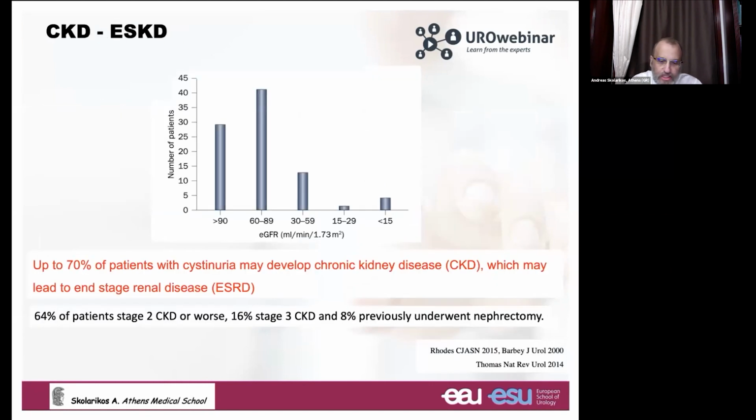It's an important disease because it affects the patient's quality of life as every other stone does, but also because it affects kidney function, with 70% of the patients with cystinuria ending up with chronic kidney disease and end-stage renal disease.